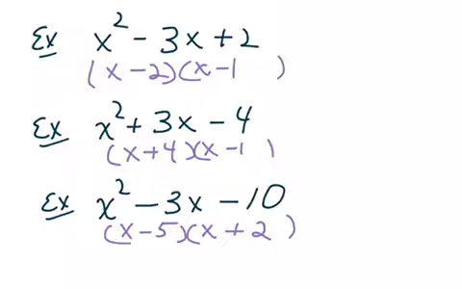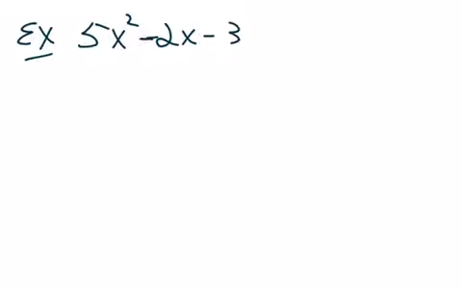Okay, so now the next question should be, okay, so what if it's not an a equaling 1? All right. So the next ones look like this. If I'm trying to factor, let's say 5x squared minus 2x minus 3. Okay? Now my a is not 1. And these are definitely a little bit more challenging. There's 2 ways you can look at this.